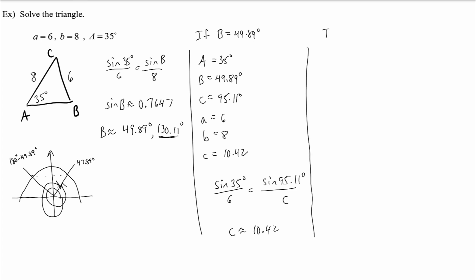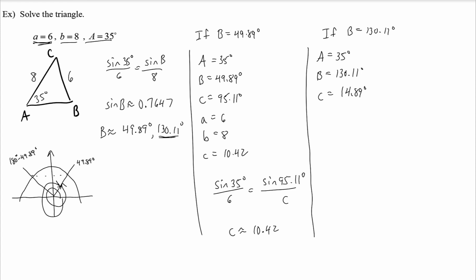So if angle B is 130.11 degrees, well, angle A is 35, angle B is 130.11, angle C, if I take those two angles away from 180, I get 14.89. Well, all three of those are possible angles for a triangle. So it turns out there's more than one triangle that has this side, and this angle opposite of this side. There are two such triangles.